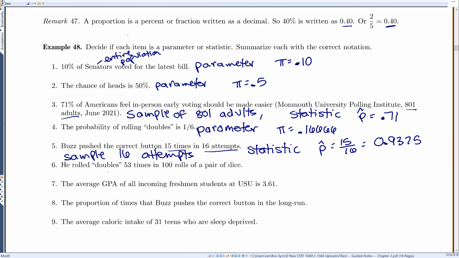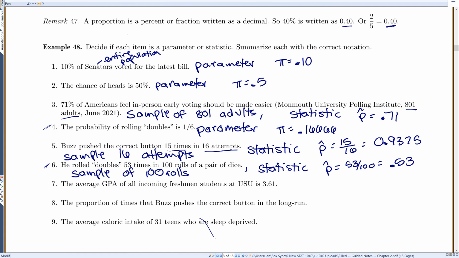This next one: he rolls doubles 53 times in 100 rolls of a pair of dice. Notice the difference between 4 and 6. On number 4, it just said the probability of rolling doubles. It didn't tell us how many times we did it. Now it's saying we did it 100 times. That would be an actual sample, a sample of 100 rolls, which means my number here has to be a statistic. Specifically, p hat equals 53 out of 100, or if I write it as a decimal, 0.53.